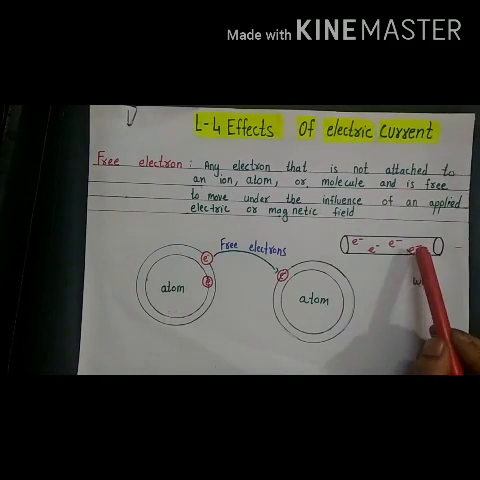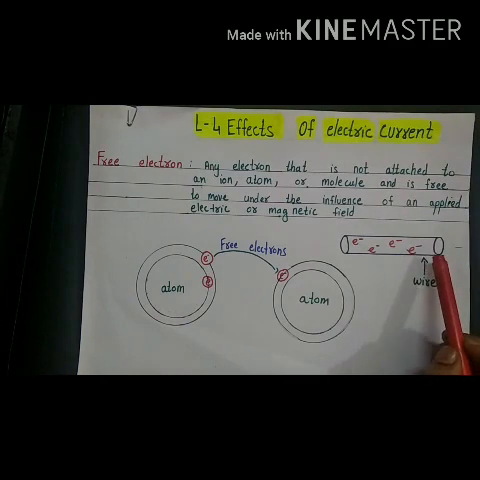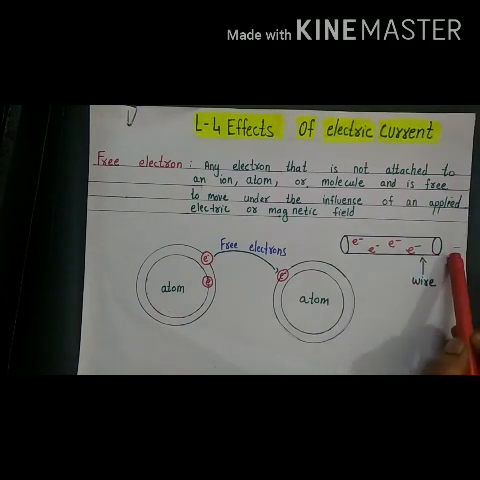If a material is a good conductor, it means what is present in it? Free electrons, which make the conductor a good conductor of electricity.